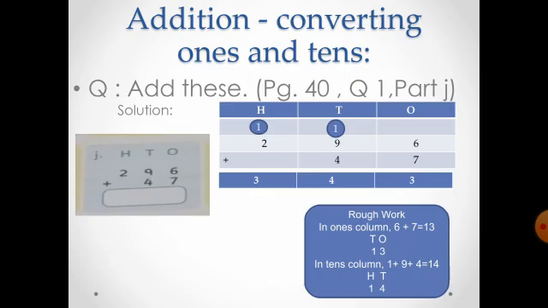So in the tens column, now we have 1 tens, 9 tens and 4 tens. So look, check in the rough work. We have 1 plus 9 plus 4, that is 14. 4 will be written in the tens column and 1 will go as the carry in the hundreds column. Okay, now in the hundreds column, we have 100 and 200. 100 and 200 are 300, so the answer is 343.